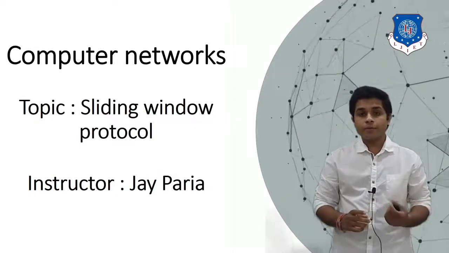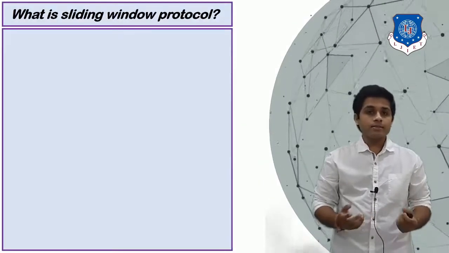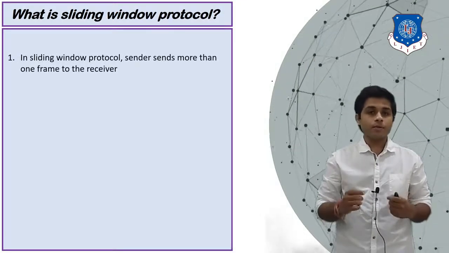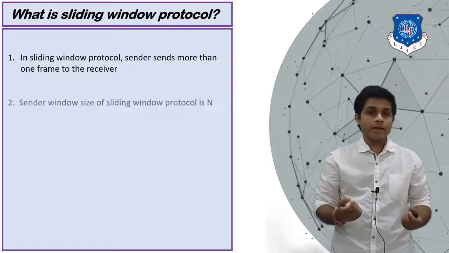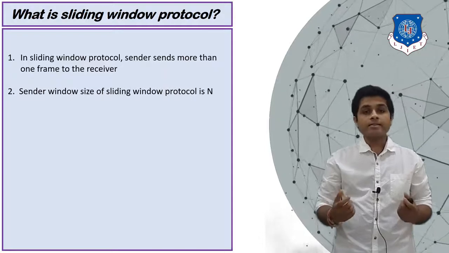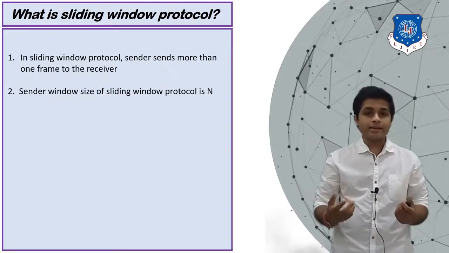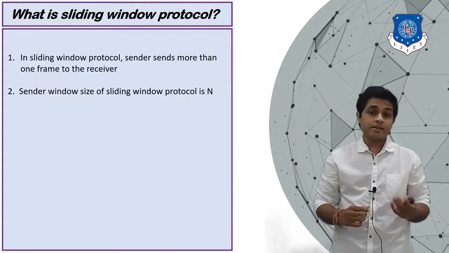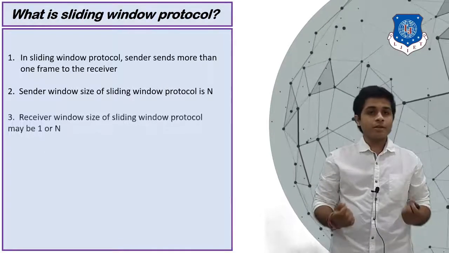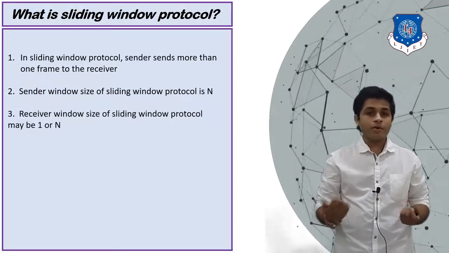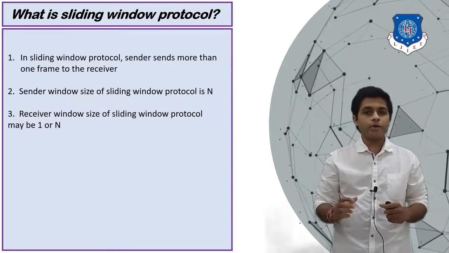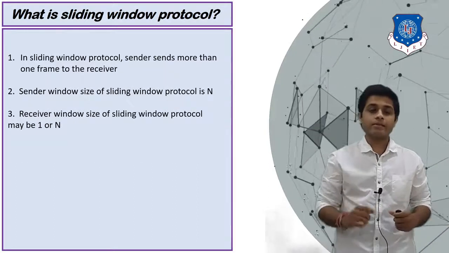The sliding window protocol. So what is sliding window protocol? In sliding window protocol, sender sends more than one frame to receiver, and the sender window size is n. It means that sender can send 3 frames at a time, it can send 5 frames at a time, it can send 9 frames at a time, whatever the capacity of the sender is. But the receiver window size can be either 1 or n. So receiver can receive either 1 frame at a time or it can receive n frames at a time.